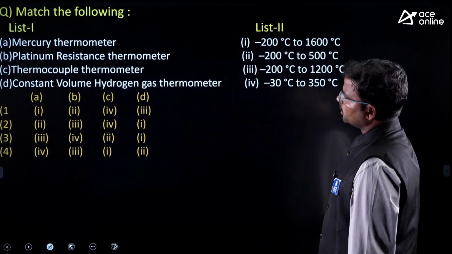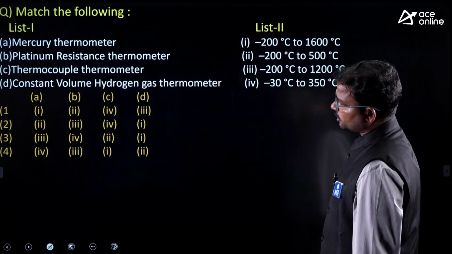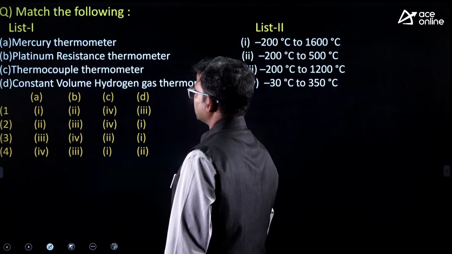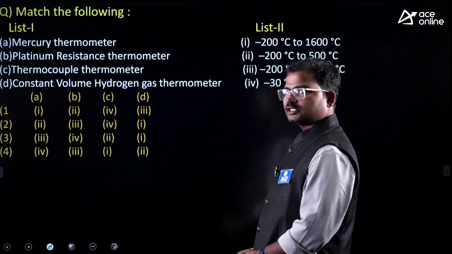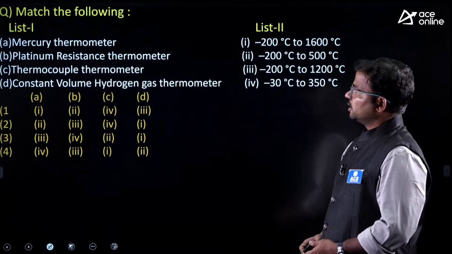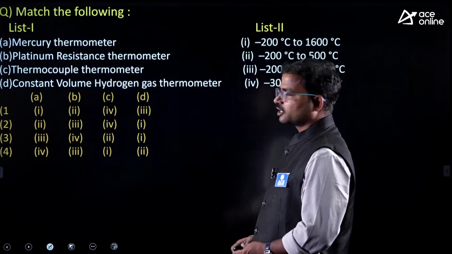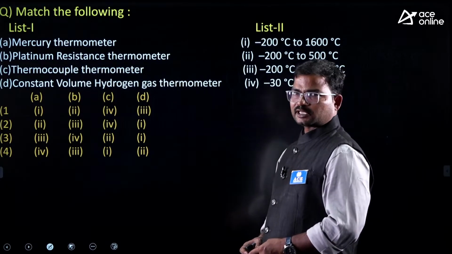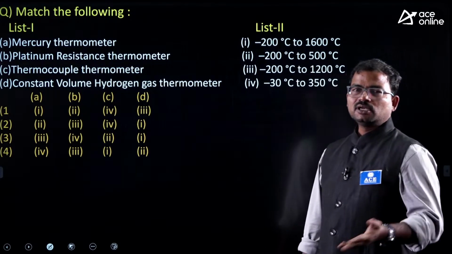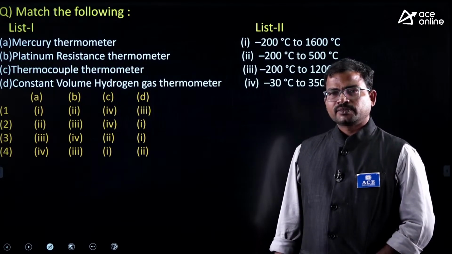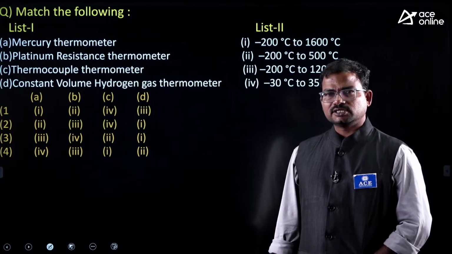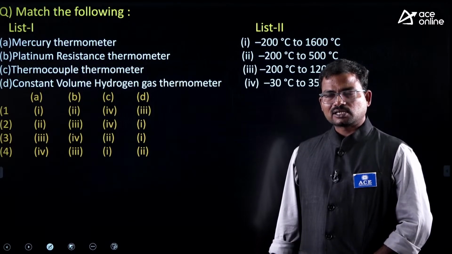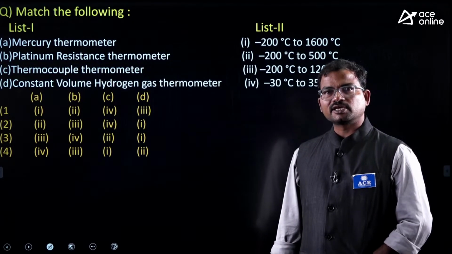Match the following: mercury thermometer, platinum resistance thermometer, thermocouple thermometer, constant volume hydrogen gas thermometer. Here they mention some of the thermometers and their ranges. Generally we are using the mercury thermometer. The clinical thermometer is completely different. In clinical thermometers we use either mercury or alcohol. Which is the most convenient one? The alcohol thermometer. Even at low temperature, the alcohol thermometer is more efficient than the mercury thermometer.